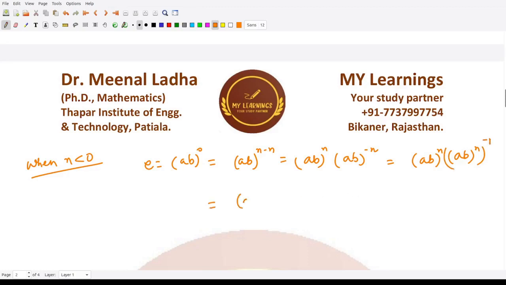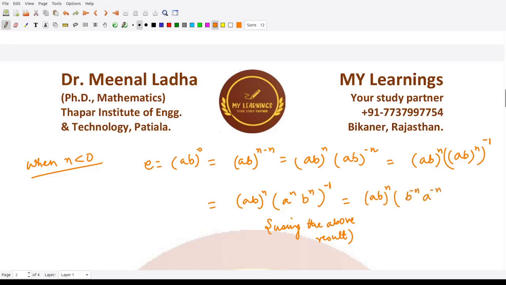You can use the above result here to write it like this: a to the power n, b to the power n, whole raised to power minus 1, correct? And then it would be equal to, using the above result, ab raised to power n, a raised to power, it would be b raised to power minus n, right, and a raised to power minus n. Why?